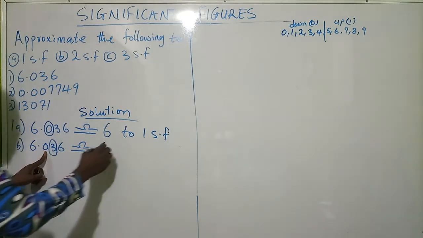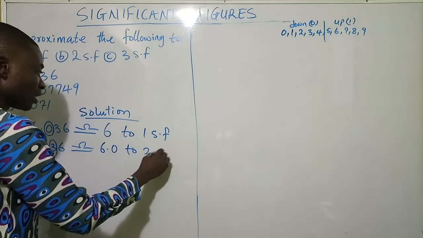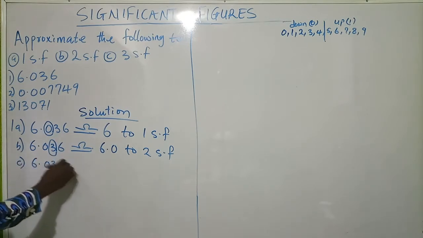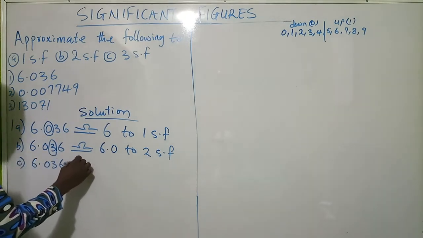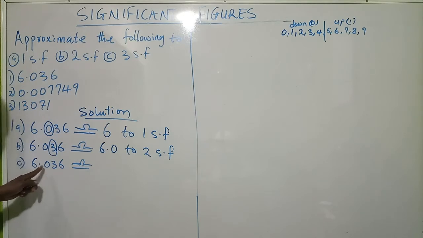So our answer will be what? 6.0, this to what? To 2 s.f. That is it. Now C, 6.036. We are approximating this time to what? To three significant figures. Now that means we want to see only 1, 2, 3.